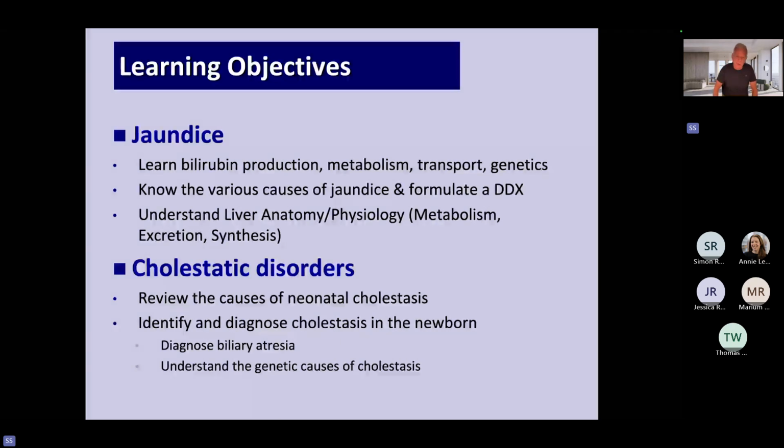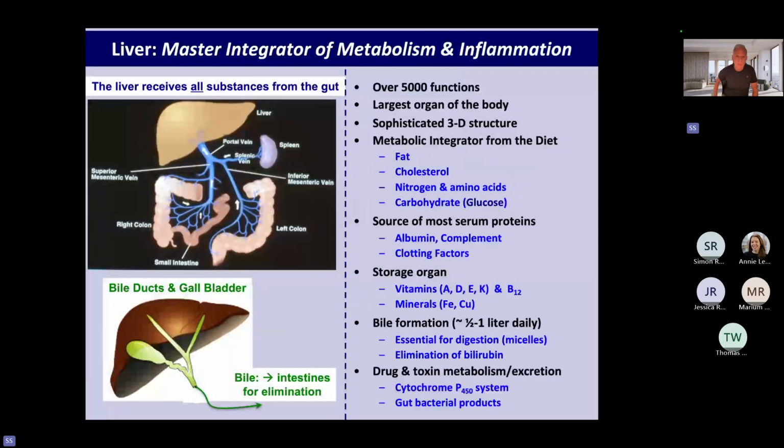And for the first part of this two-part lecture, we will concentrate on biliary atresia. And the second part, we will be concentrating on other genetic causes of cholestasis. So we can call the liver the master integrator of metabolism and inflammation. It has thousands of functions.